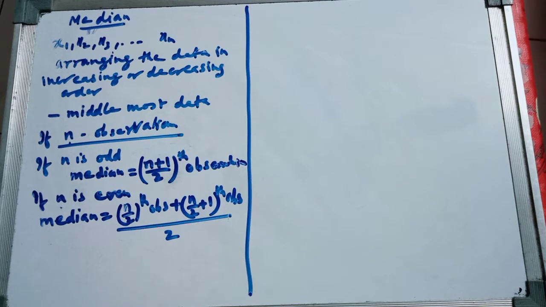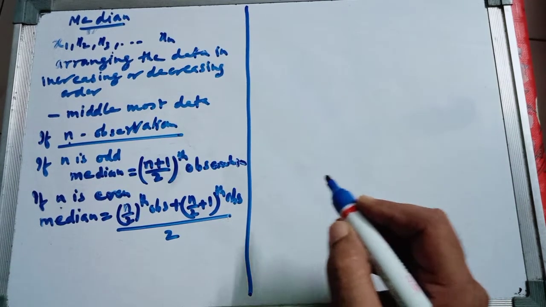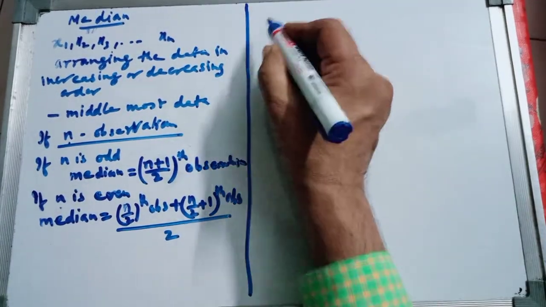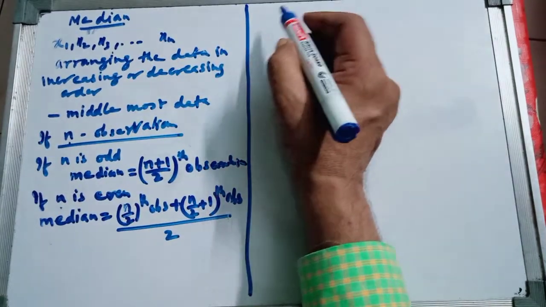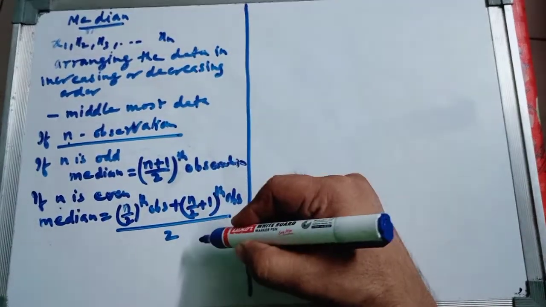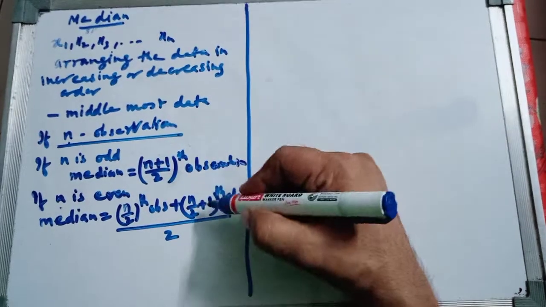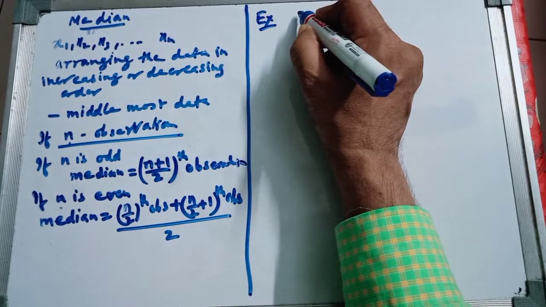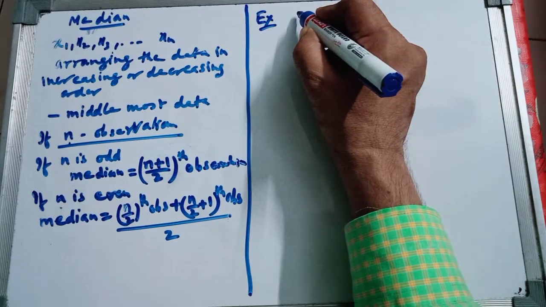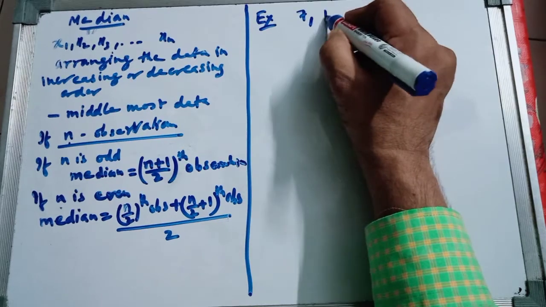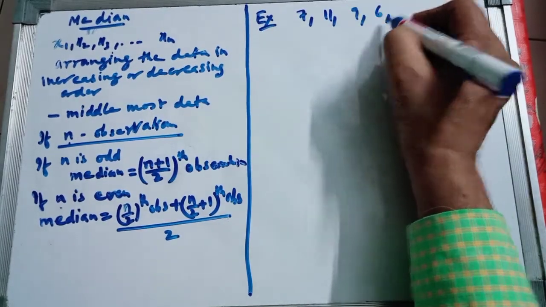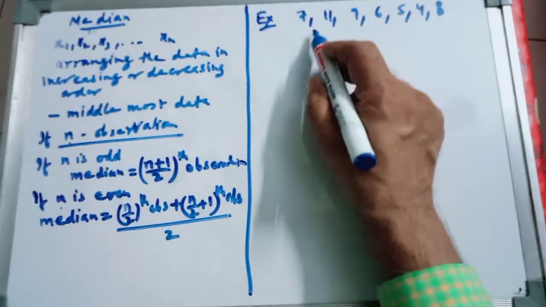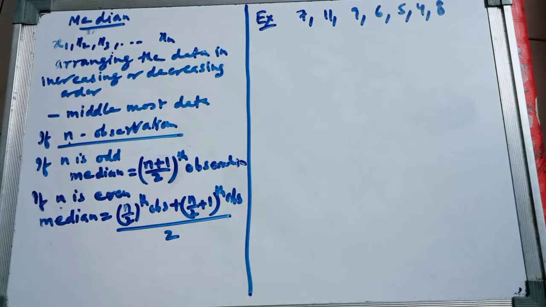Now I'll explain this with the help of an example. This was already done in class 10, so it's a revision. I'm showing this with one example. Say the data, first time I'm taking number of observations is odd. Say 7, 11, 9, 6, 5, 4, 8.